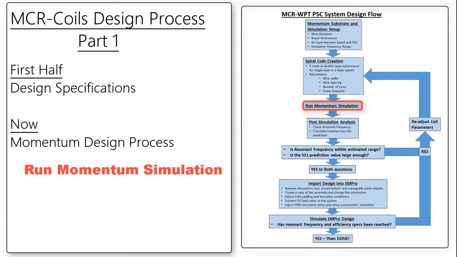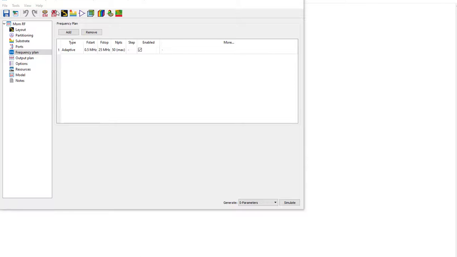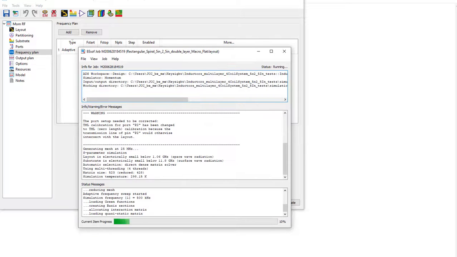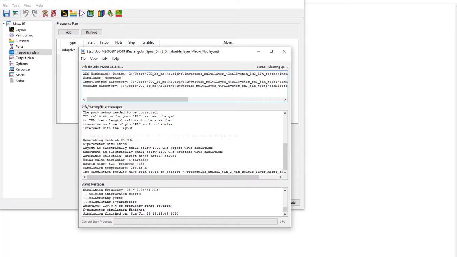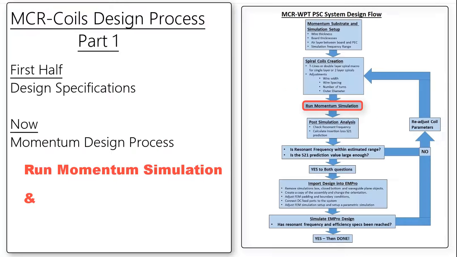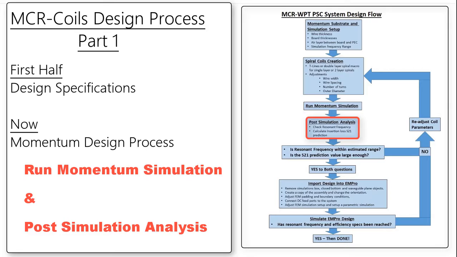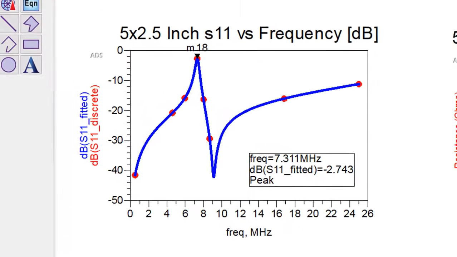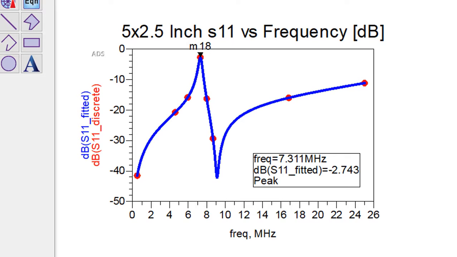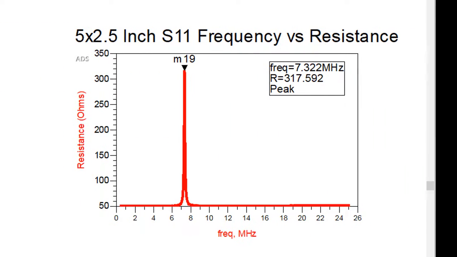And we now run the Momentum RF simulation to generate the S parameter results, then do some post-simulation analysis. Looking at the S11 graph, we can see that the self-resonating frequency of the MCR coils is estimated to be about 7.3 MHz, which is within our estimated range. And the frequency versus resistance graph shows a peak resistance of about 318 ohms.